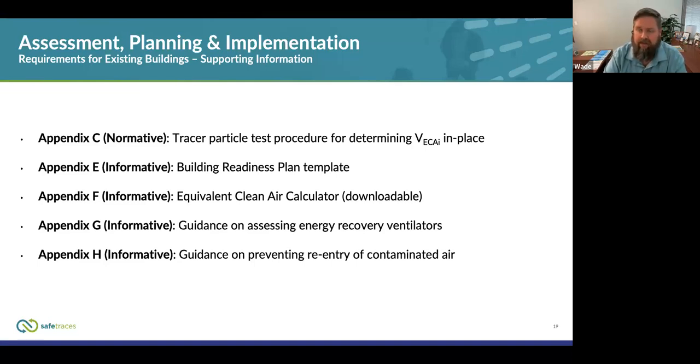And then there's guidance, and this is essentially the guidance that was built during the epidemic task force by a number of people in terms of assessing energy recovery ventilators, because we do want them operating as long as they're operating safely from a standpoint of infection control, and then preventing re-entry of contaminated air. So those are different appendices. We'll take a quick peek at a building readiness template.